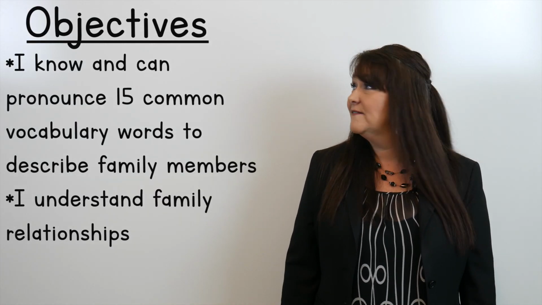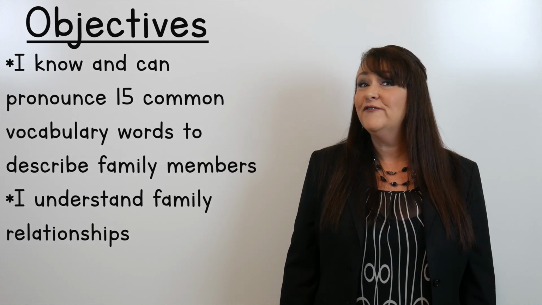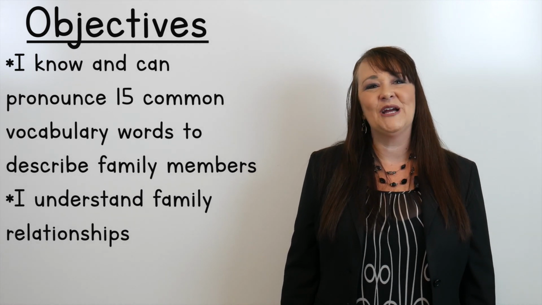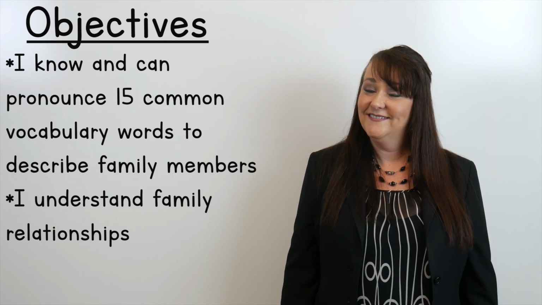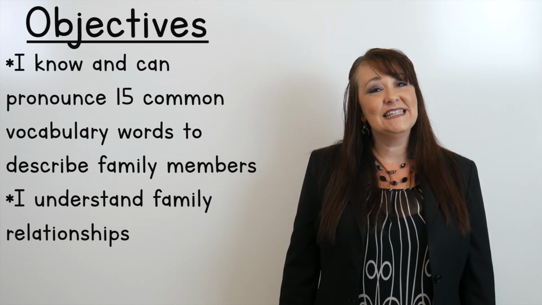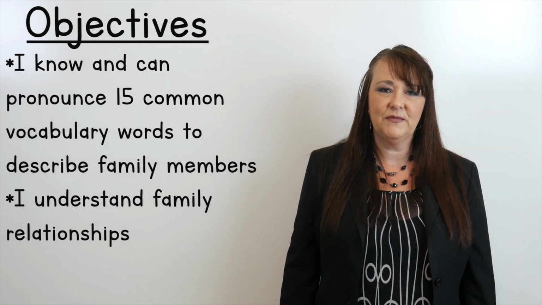So let's look at our objectives and see if we've learned in this lesson what I hoped you would. The first objective says, I know and I can pronounce 15 common vocabulary words to describe family members. The next objective says, I understand family relationships. I think that we did as well. So that concludes today's lesson.